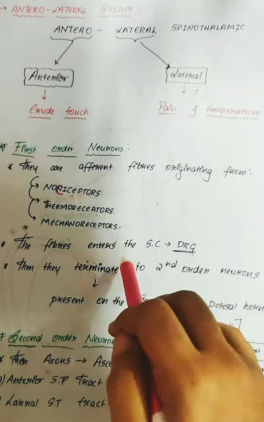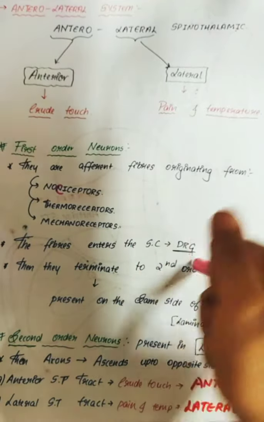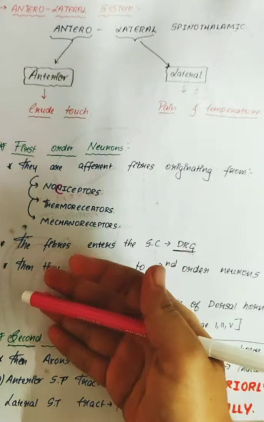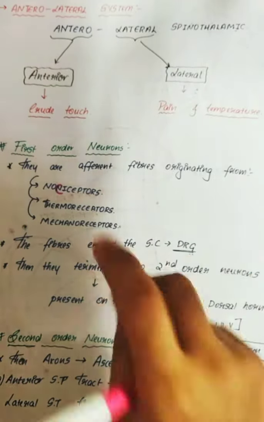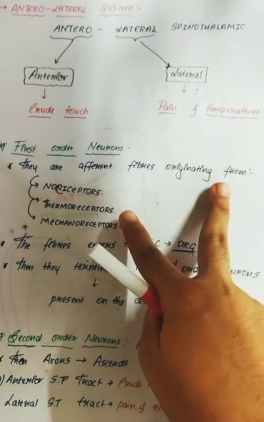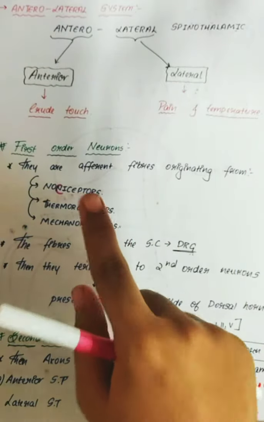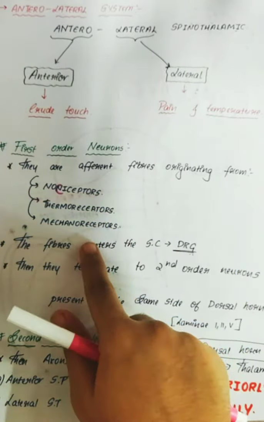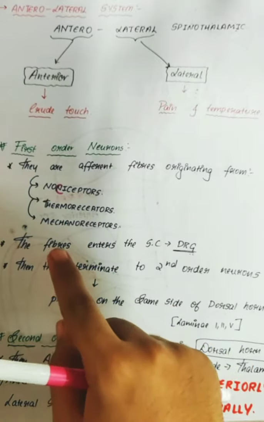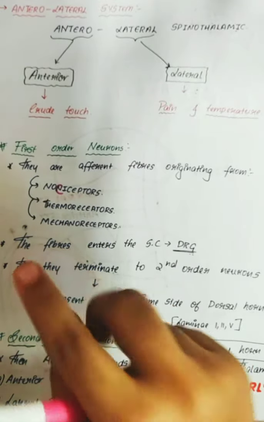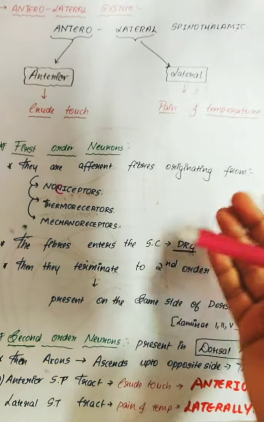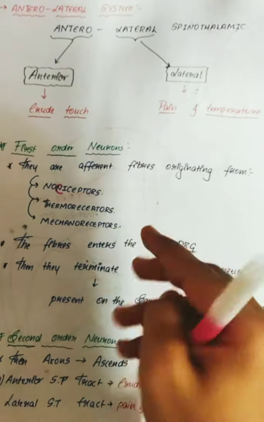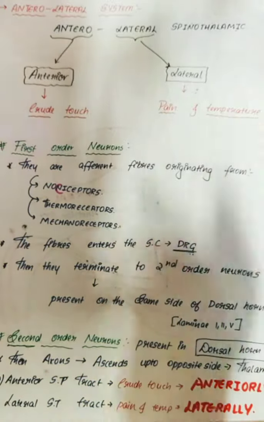These fibers will enter the spinal cord through the dorsal root ganglion, as we had studied in the dorsal column pathway. Then they terminate on the second order neuron. Difference between dorsal and anterior pathways: in the dorsal column, first order neurons end in the medulla, in the nucleus cuneatus and nucleus gracilis. But in the anterolateral system, you can see that the first order neurons end in the spinal cord itself, and second order neurons have already started in the spinal cord.